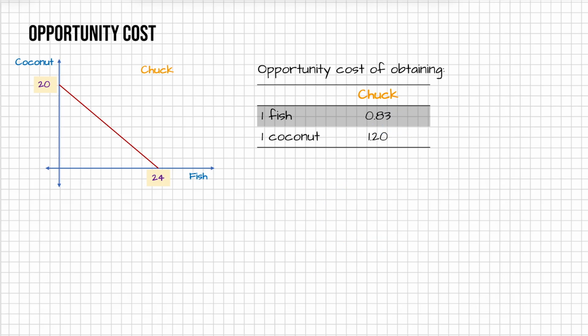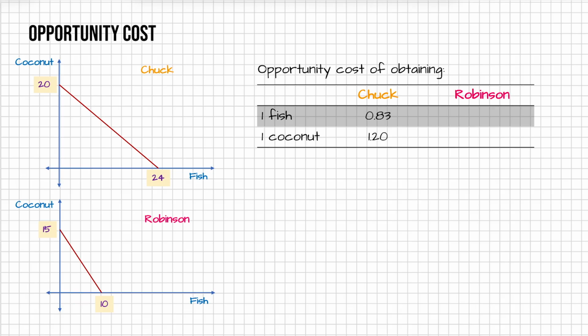Now, let's suppose there's a second shipwreck near the island, and a second castaway arrives. His name is Robinson. Here are Robinson's production possibilities. If he only produces coconuts, he produces 15 coconuts. If he only produces fish, he can produce a maximum of 10 fish.